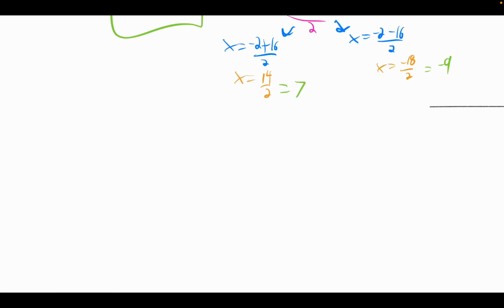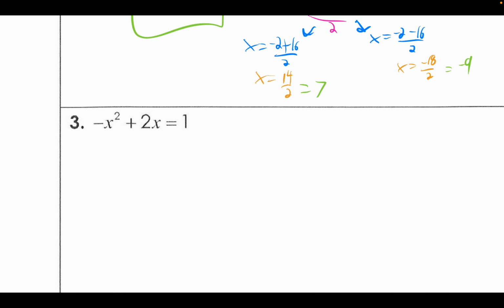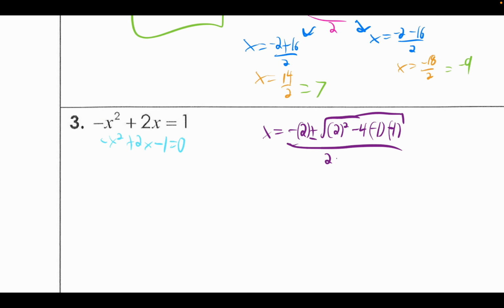Let's look at number 3 here. Number 3, we notice it's actually not in the correct order. So we're going to have to do the negative x squared plus 2x minus 1, subtract 1 to get everything equal to 0. And then we plug this into our quadratic formula, which is x equals negative of 2 plus or minus the square root of 2 squared minus 4 times negative 1 times negative 1 all over 2 times negative 1.